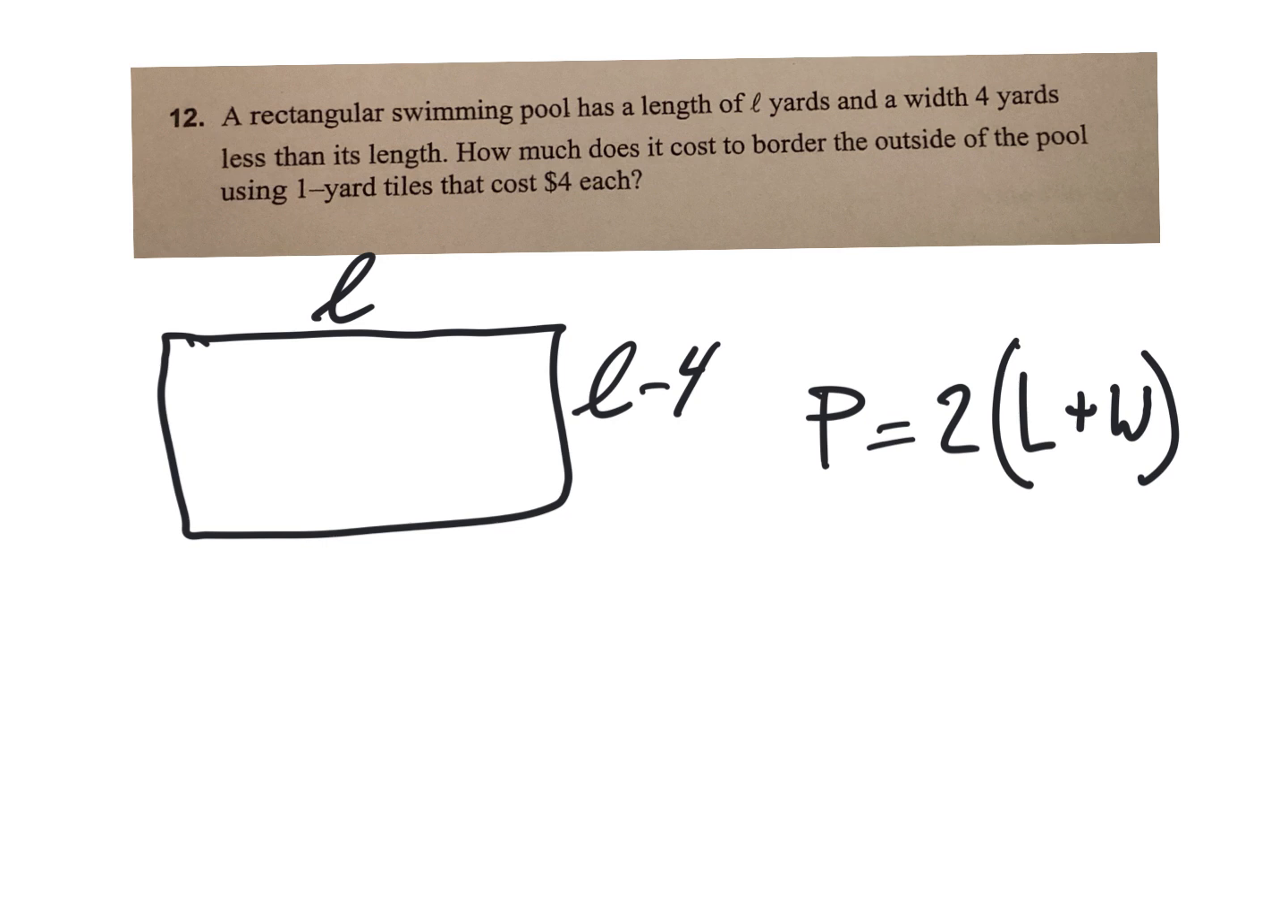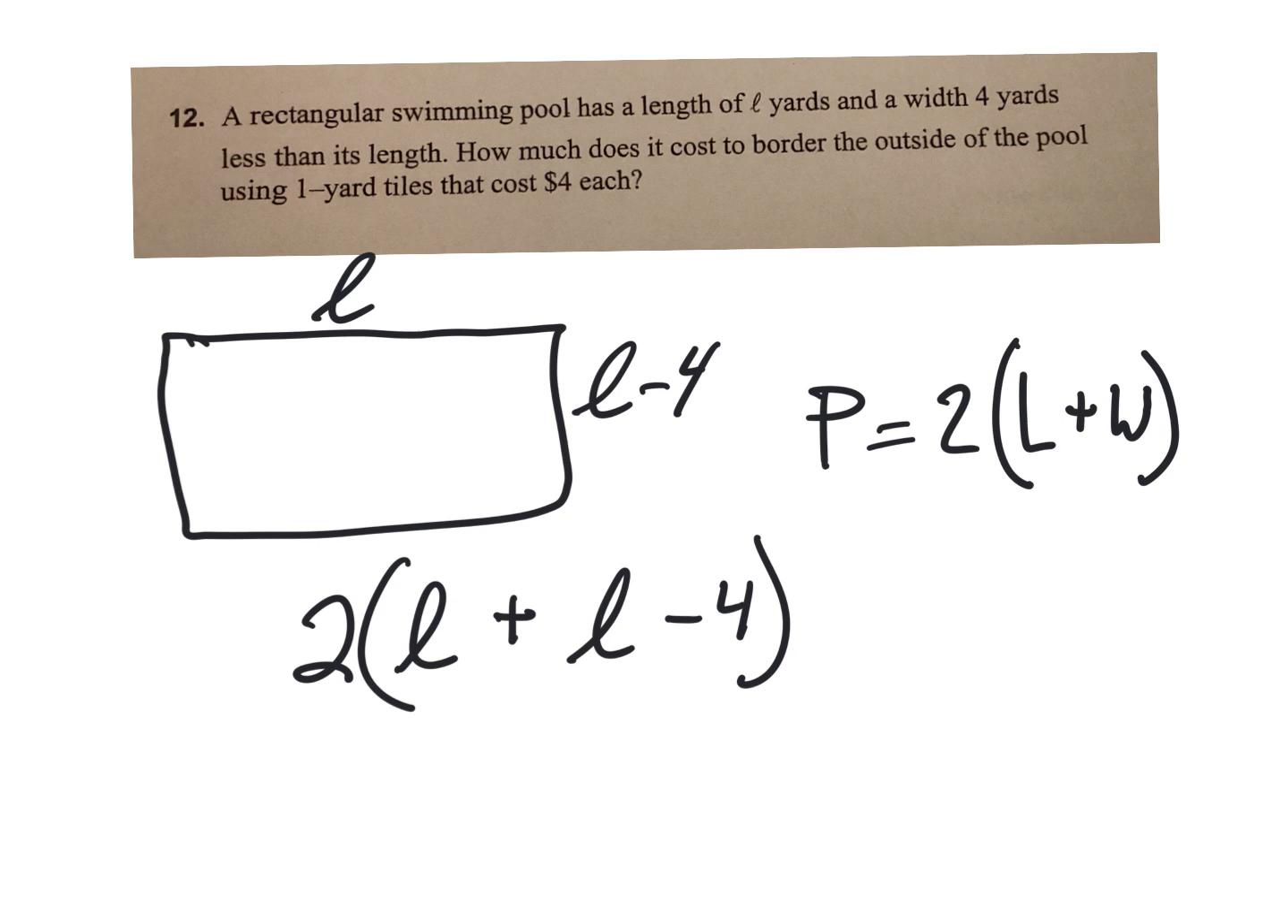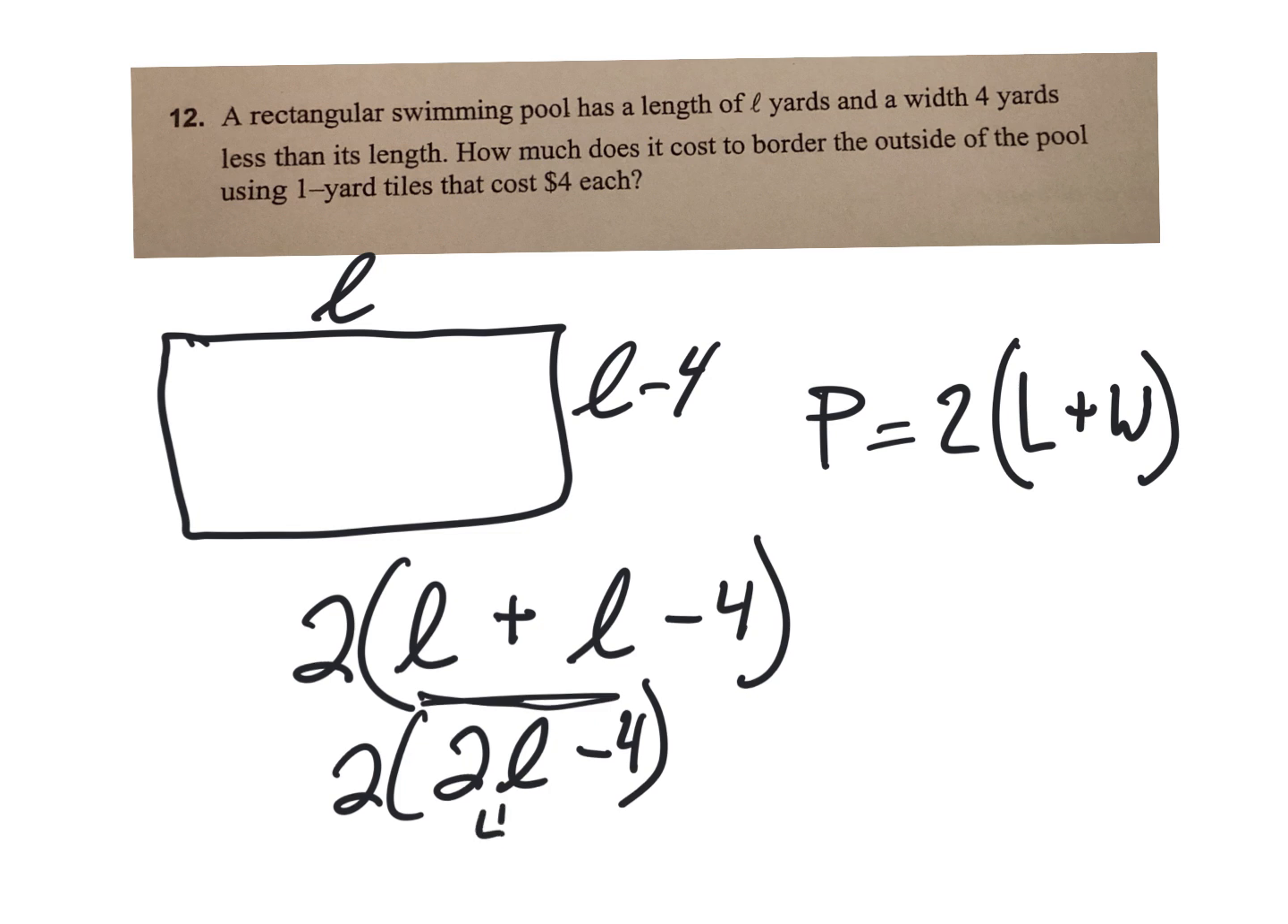All right, so let's fill in this. So it's 2, the length is L, plus my width is L minus 4. So let's put these together here. So it's 2 parentheses 2L minus 4. And then when I distribute that, it gets me 4L minus 8. So perimeter equals 4L minus 8.